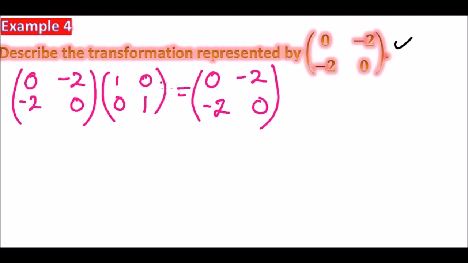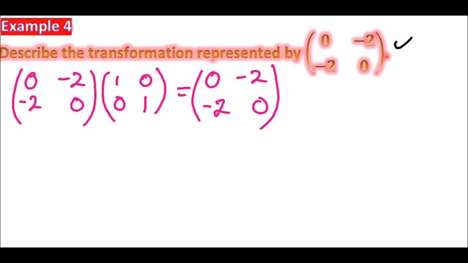And then 0 times 0 is 0. Minus 2 times 1 is minus 2. So 0 plus minus 2 gives us minus 2. Minus 2 times 1 is minus 2. 0 times 0 is 0. So minus 2 plus 0 gives us minus 2. Minus 2 times 0 is 0. 0 times 1 is 0. So when you add 0 plus 0, it gives you that.